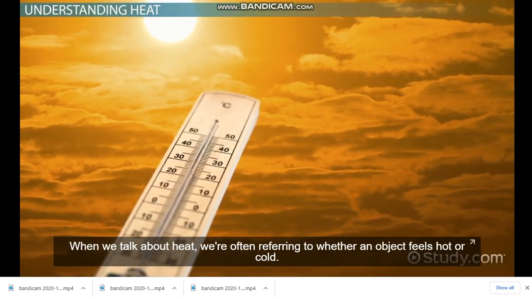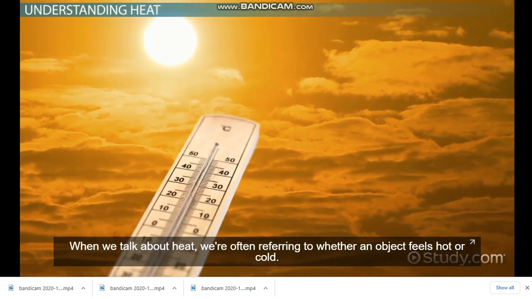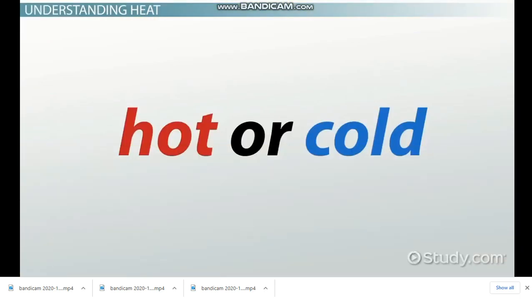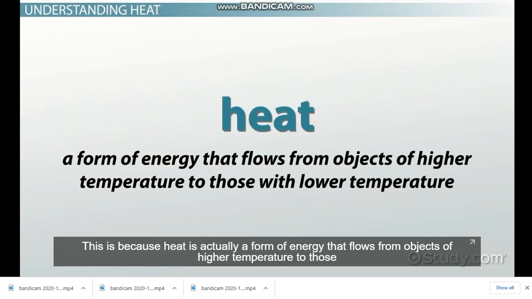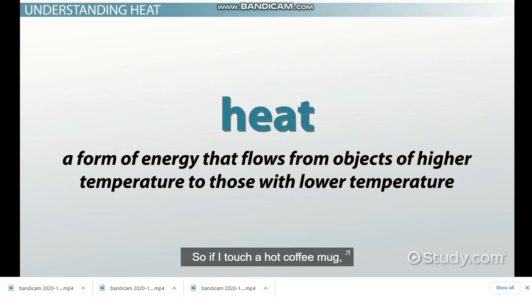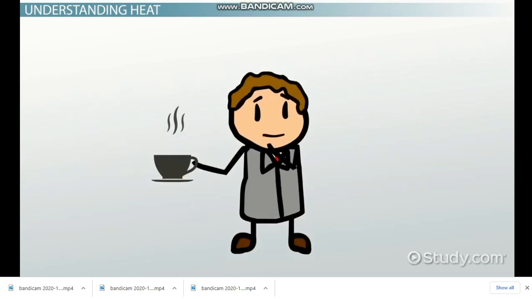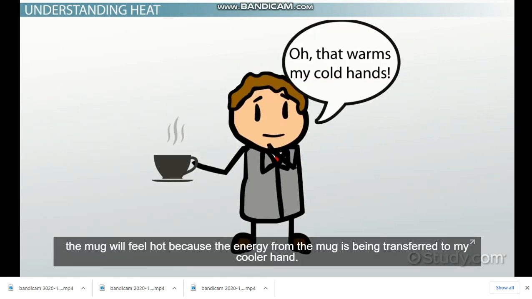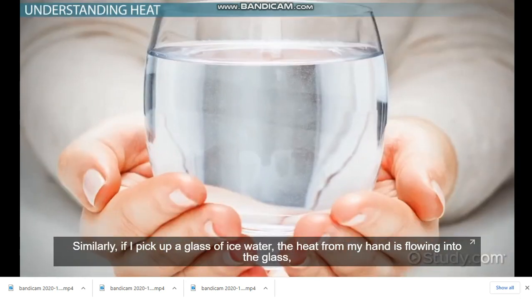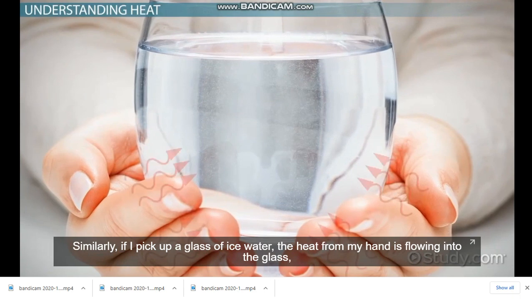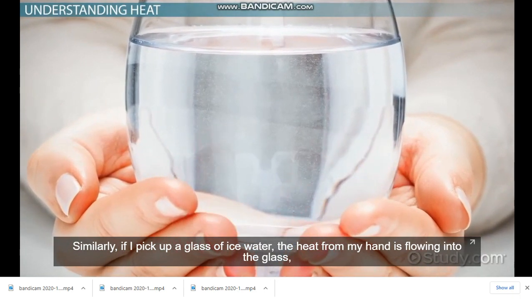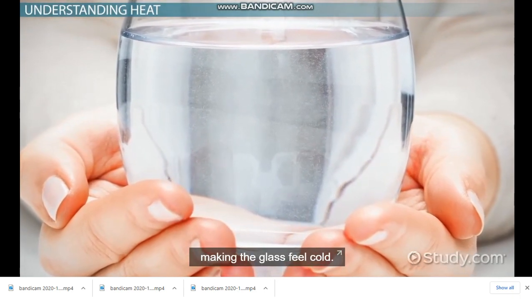When we talk about heat, we're often referring to whether an object feels hot or cold. This is because heat is actually a form of energy that flows from objects of higher temperature to those with lower temperature. So, if I touch a hot coffee mug, the mug will feel hot because the energy from the mug is being transferred to my cooler hand. Similarly, if I pick up a glass of ice water, the heat from my hand is flowing into the glass, making the glass feel cold.